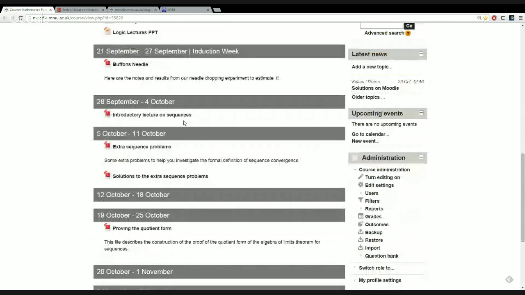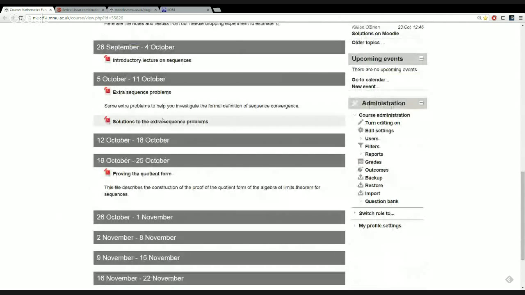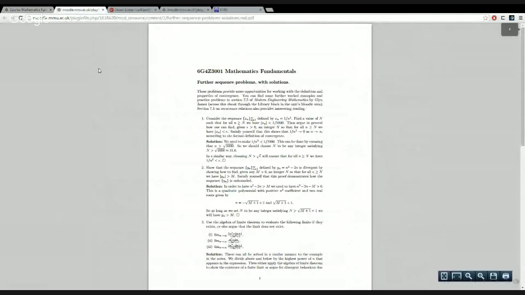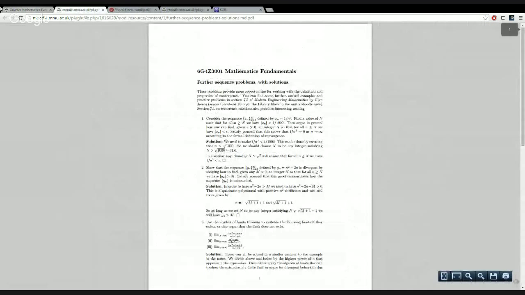So there was one on extra sequence problems, and there's now also a solution file to that. So you can open that up. And there's the problems that were on that together with full worked solutions.